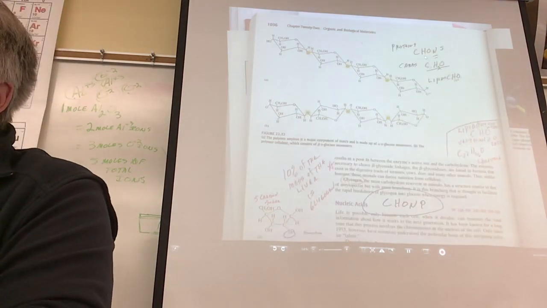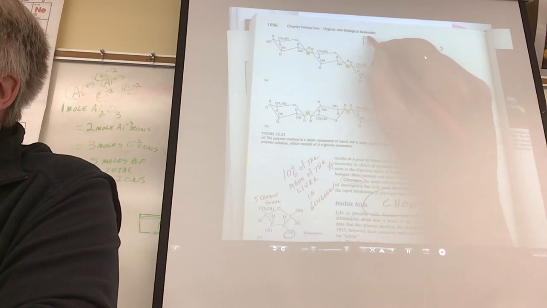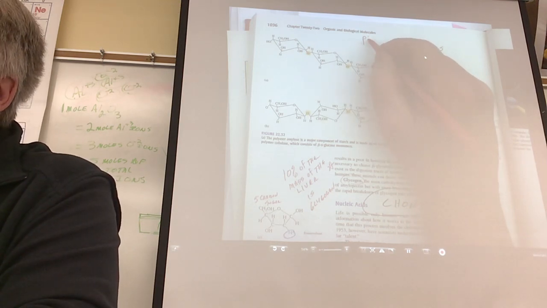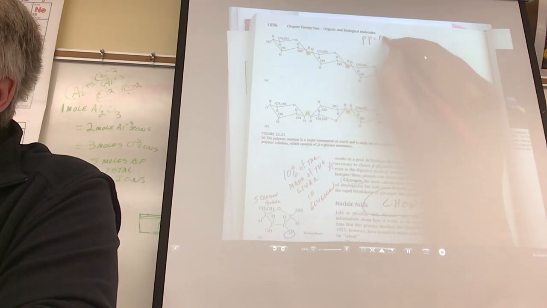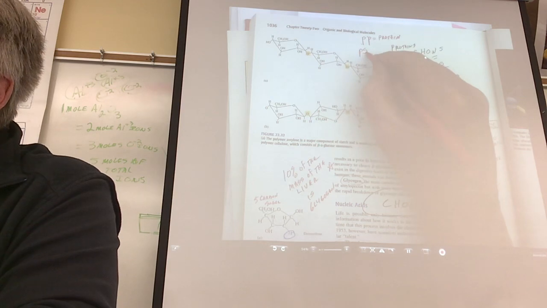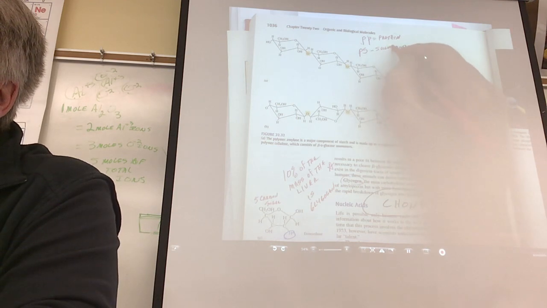What if you have a long chain of amino acids? A long chain of amino acids is a polypeptide, is that right? And a polypeptide will turn into a protein. But what about a long chain of sugars? A polysaccharide, that would be a sugar or a starch.